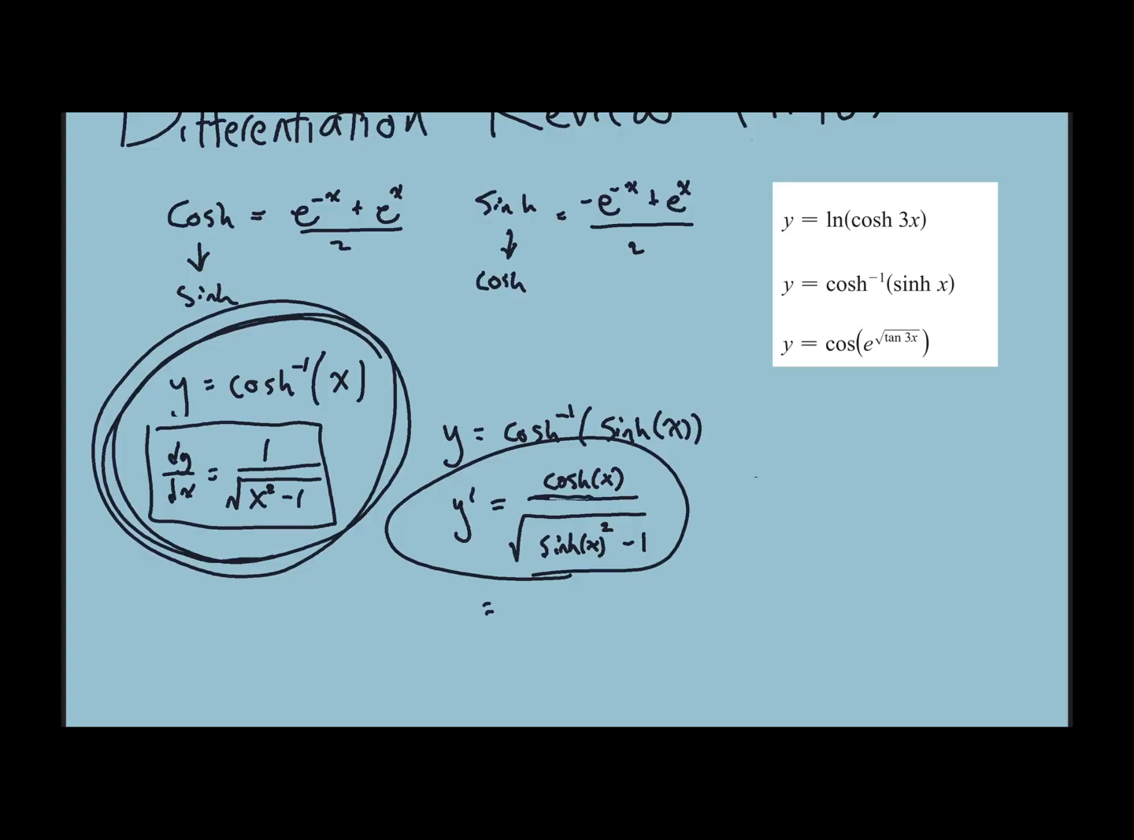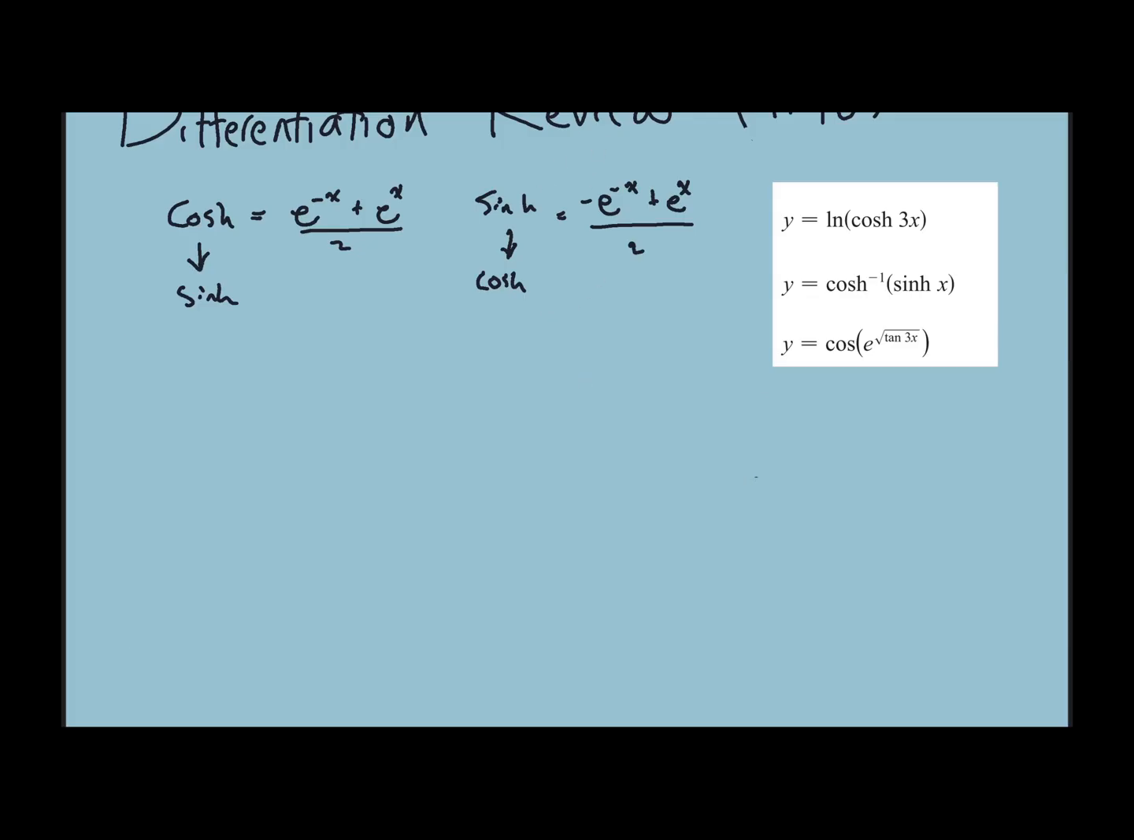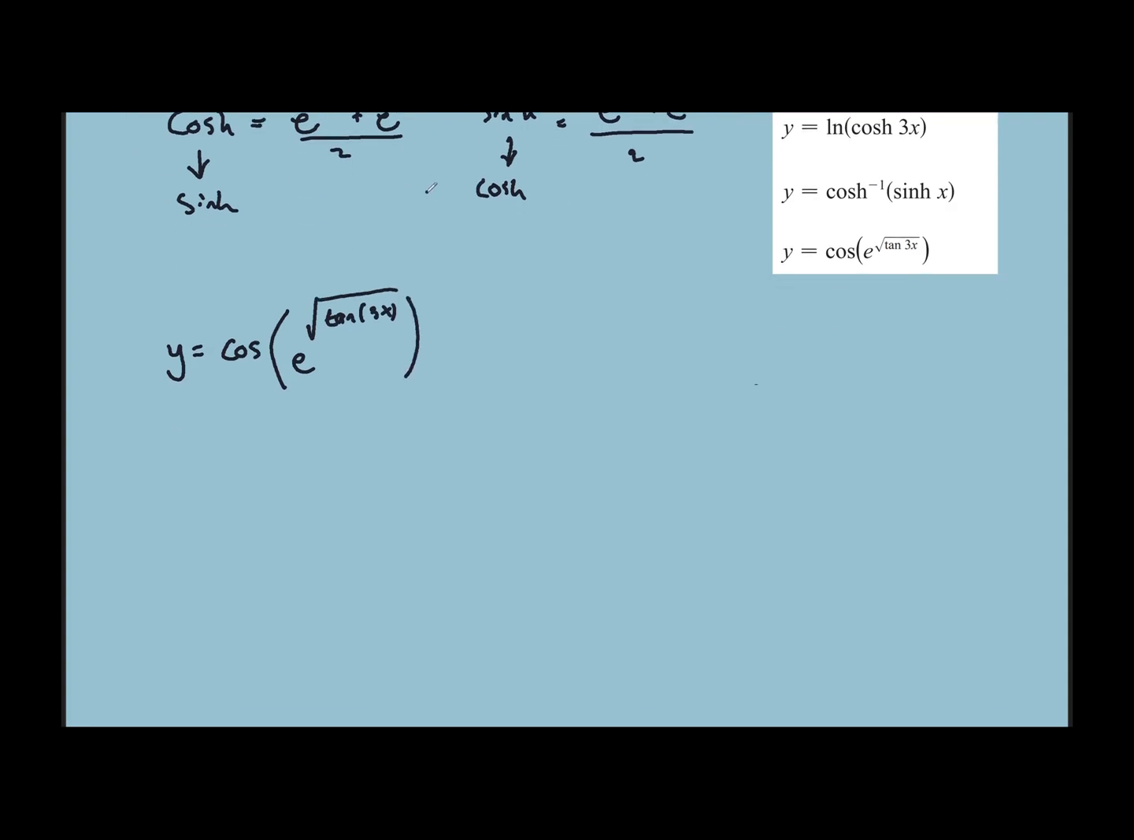What's the next one? The last one looks kind of ugly. Should we give it a try? Of course, it's on our chapter review. If you can do this one, you're in pretty good shape. Let's take the challenge. y equals cosine of e to the square root of tangent of 3x. Well, there's all kinds of chain rule happening in here, isn't there? But I think the first thing we want to look at is the outside function. What's the derivative of cosine? Well, that's going to be negative sine. And the input's the same, so that part will be easy.